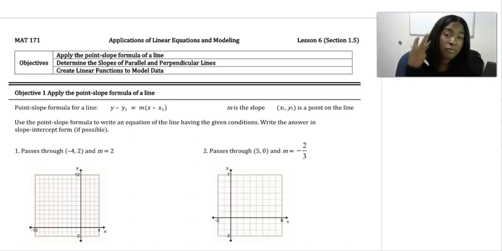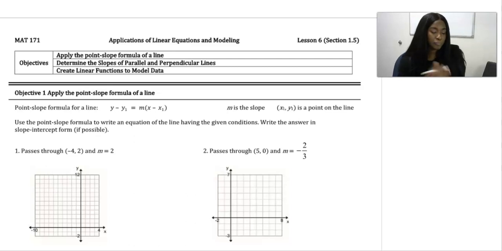So in this lesson, we have three objectives we want to cover. We want to be able to apply the point slope formula of a line. We want to be able to use parallel and perpendicular slopes to interpret those. And we also want to be able to use linear functions to model data.